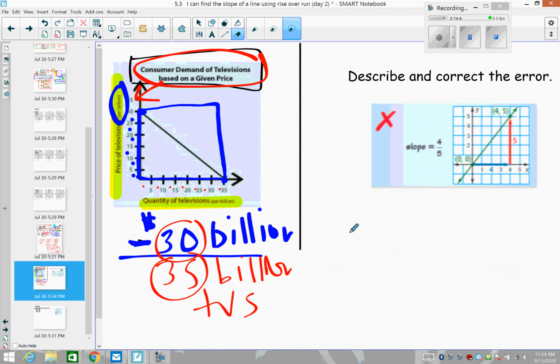I'm going to erase that so I have some space over here. On the right side, describe and correct the error that was made. So take a look at that problem.